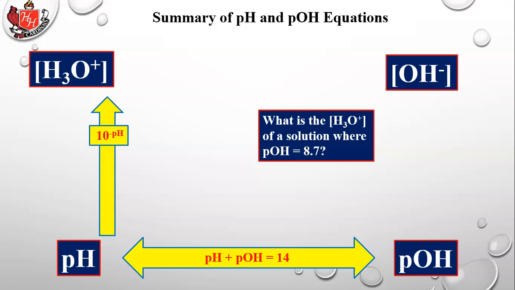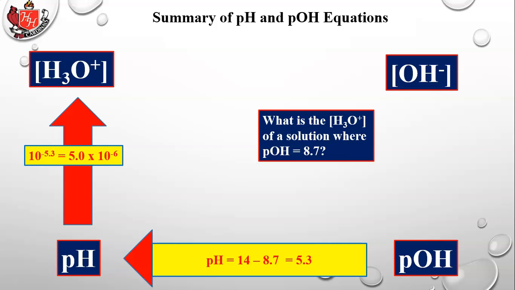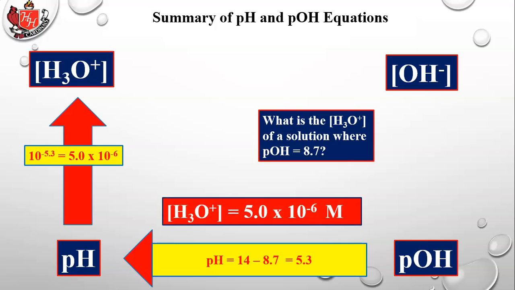So you're going to start down in the lower right-hand corner at pOH, and you want to end up in the upper left at H3O. So that means you take your pOH of 8.7 and subtract it from 14, and that gives you the pH of 5.3. Now you take the pH and make it an exponent of 10, so 10 raised to the negative pH. So there it is right there, 10 raised to the negative 5.3, and that equals 5.0 times 10 to the negative 6th. So that's the hydronium ion concentration that you get.